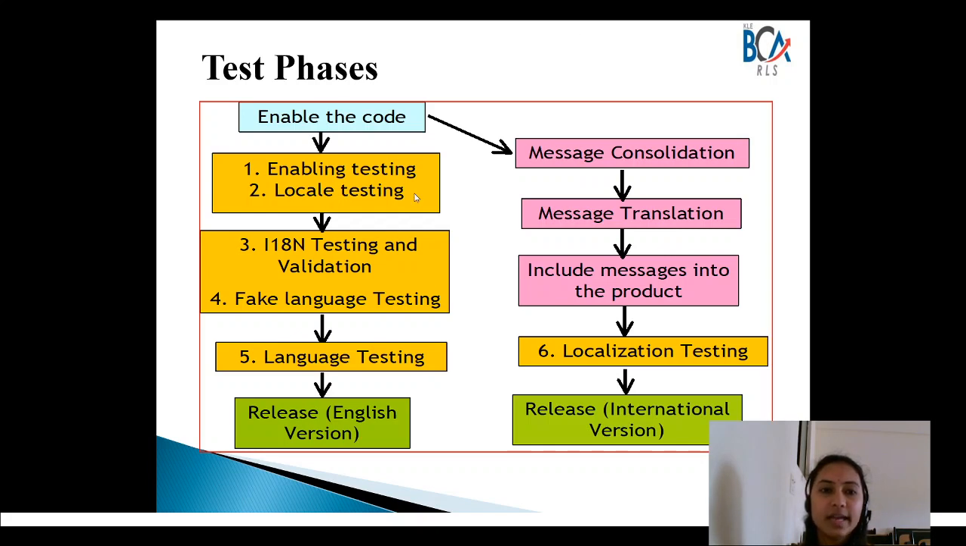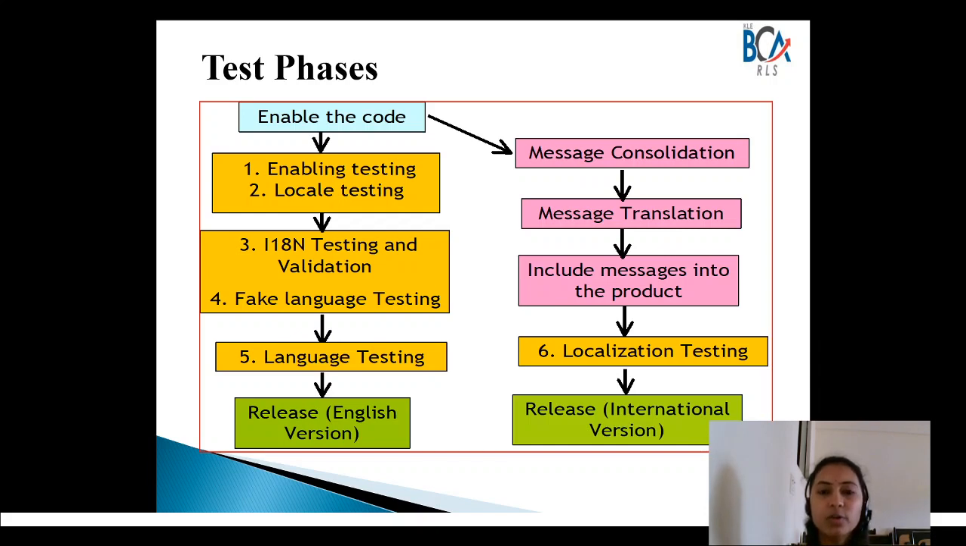As you can see in the diagram, enable the code and do the enabling testing, and also local testing, I18n testing and the validation. Fake language testing you will learn in the upcoming sessions, and also language testing, and you will release the English version. Then the consolidated messages are gone, and you have to translate those messages, include them in the product, do the localization testing and release it, which is the international version.